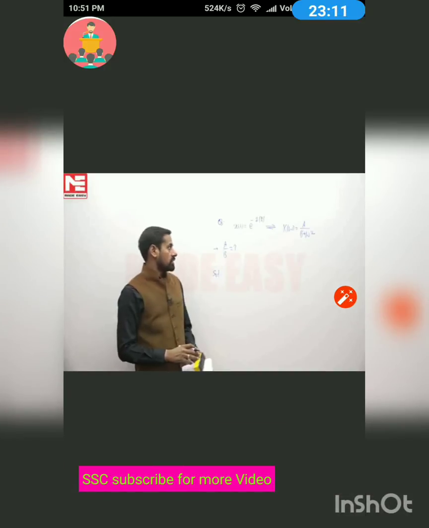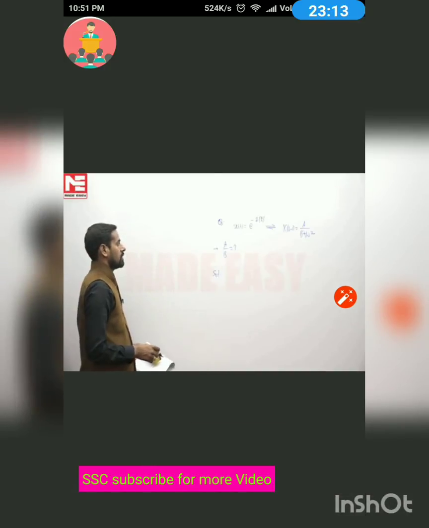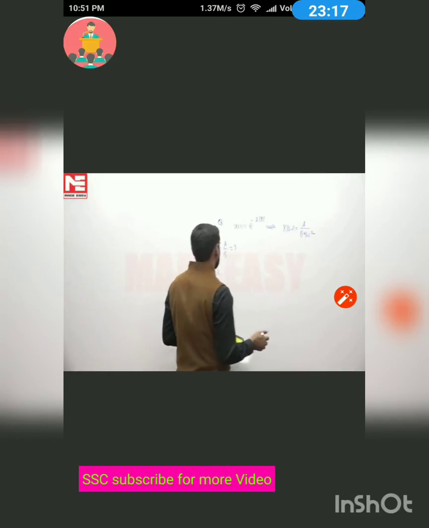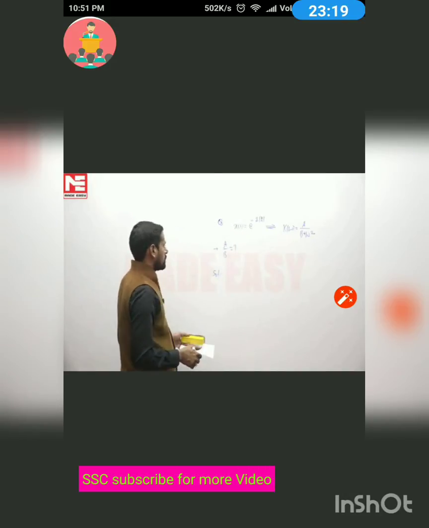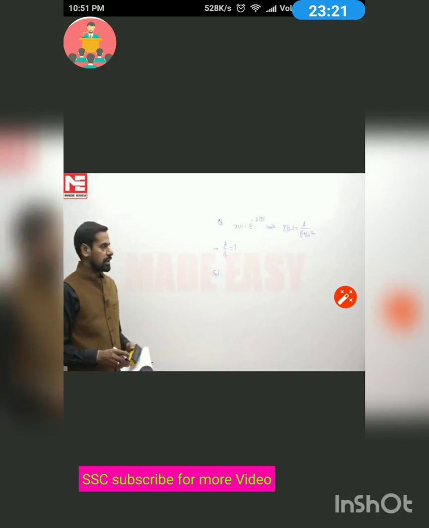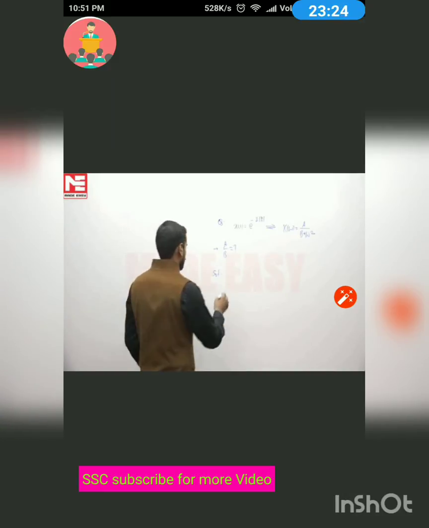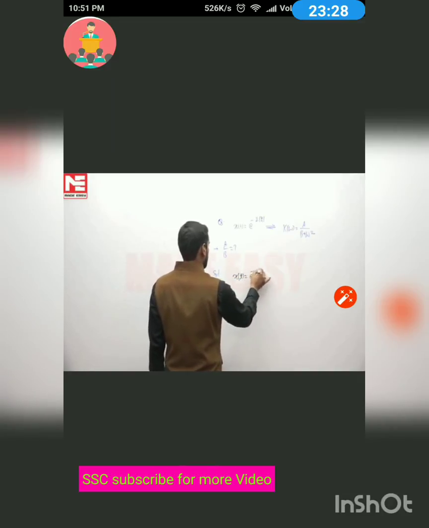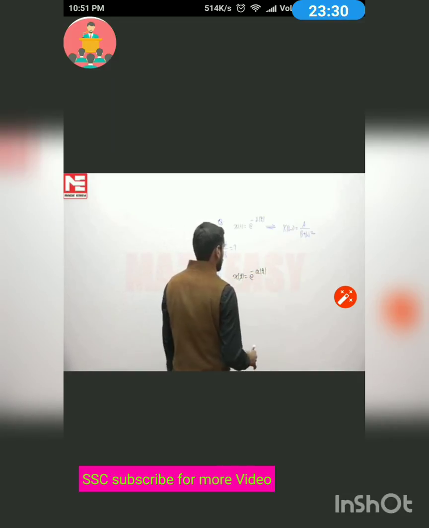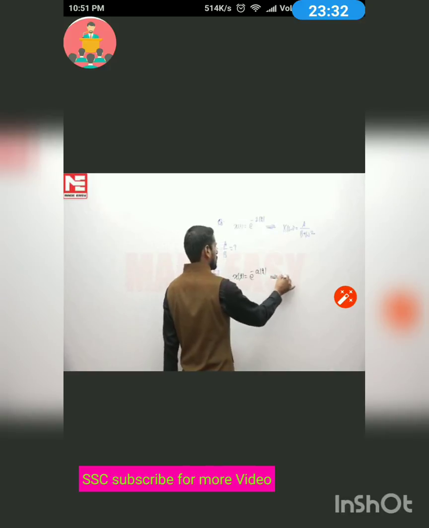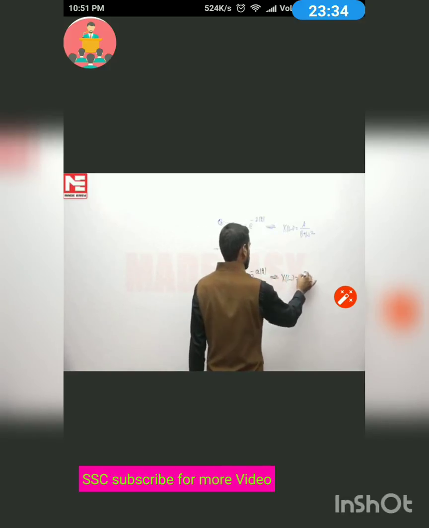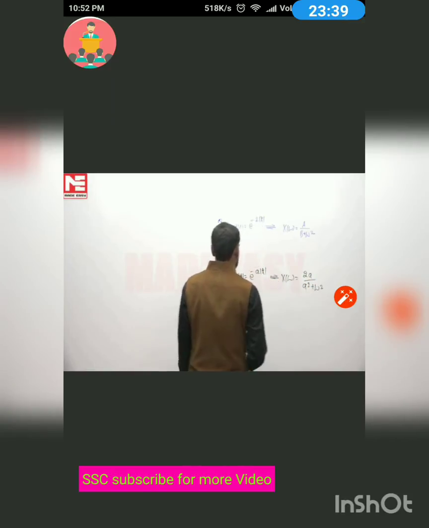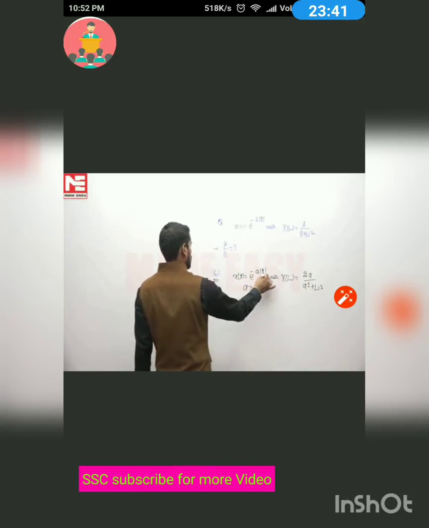In the next question, Fourier transform of given signal is in the form of A upon B plus omega square, and here we have to calculate the value of ratio A by B. Now, first of all, suppose the signal is e power minus a modulus of t. For e power minus a modulus of t, Fourier transform is 2a upon a square plus omega square. Here a should be greater than 0.